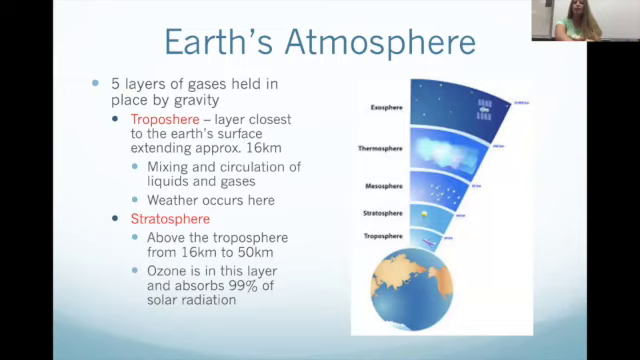In the troposphere, we have the mixing and circulation of liquids and gases, and your weather occurs within the troposphere. The stratosphere lies above the troposphere from 16 kilometers to 50 kilometers. This is where the good ozone is, and we're going to talk about that during pollution. The troposphere is bad ozone, the stratosphere is good ozone.